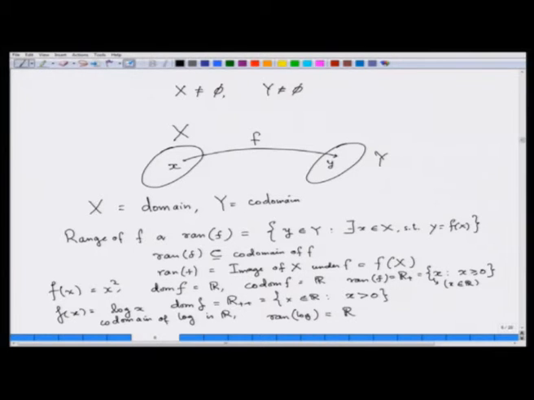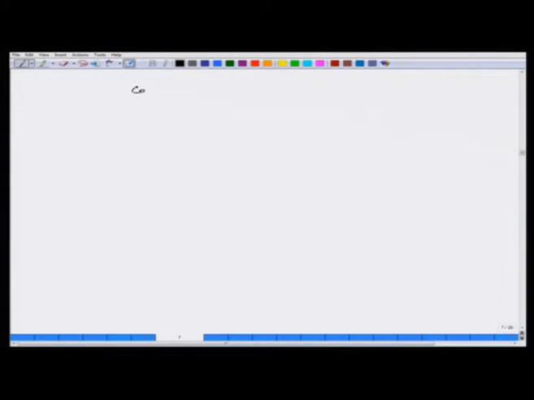So, codomain now has become equal to the range. When the codomain of f becomes equal to the range of f, we say that the function is onto or surjective. We say that f is onto or surjective.